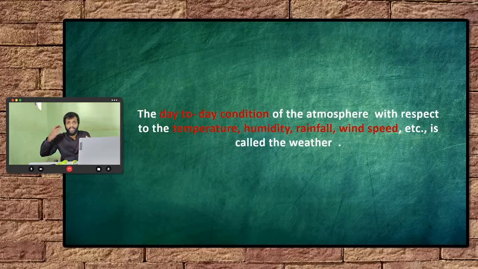Rainfall: when the humidity is more, it is usually the rainy season where there is rainfall, because the water vapor is a lot more in the air. Wind speed: how fast is the wind blowing? Based on all these conditions, we can determine the weather. So weather is nothing but a day-to-day condition with respect to temperature, humidity, rainfall, wind speed. That is called weather.